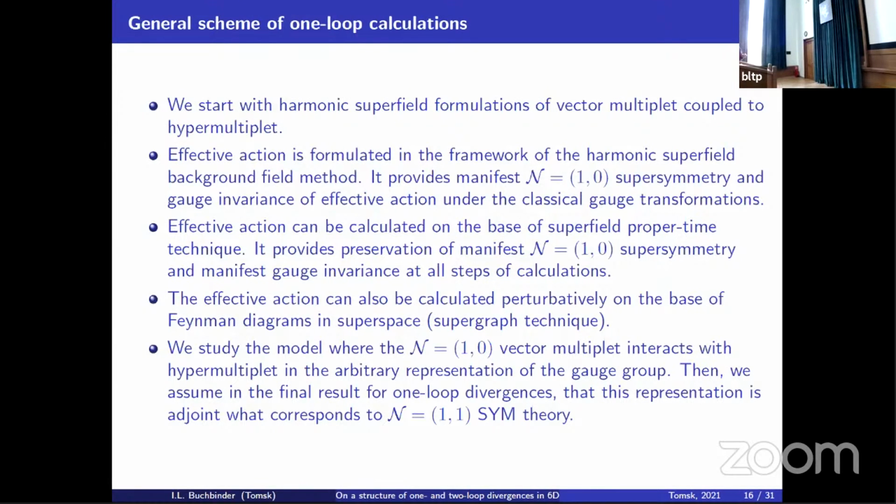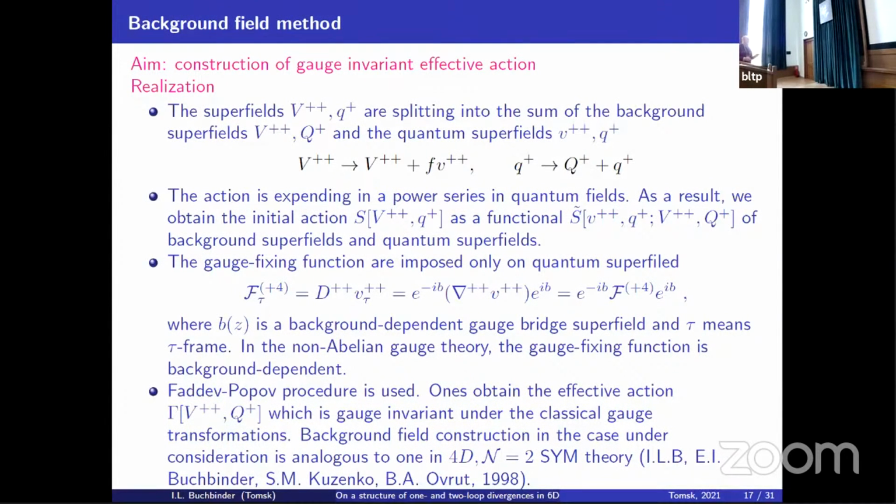Then we consider the N equal 1,0 vector multiplet coupled to the hypermultiplet, where the hypermultiplet is taken in an arbitrary representation of the gauge group, and calculate divergences. But before, let me say some words about the background fields method. In this case, we split fields into two pieces: background field and quantum field, and in the process of quantization, we impose the gauge fixing condition only on the quantum fields. And there are some specific cases of how to do that, how to take the appropriate gauge fixing condition. The situation is a little bit analogous to what we did many years ago for the six-dimensional theory.